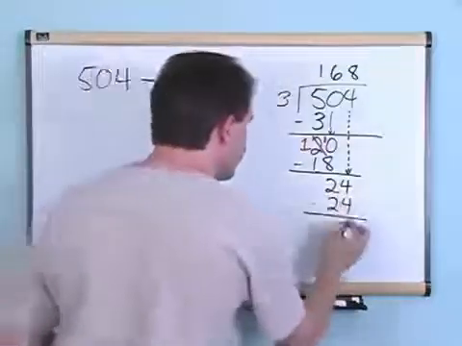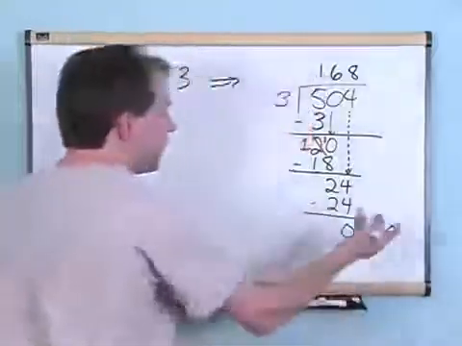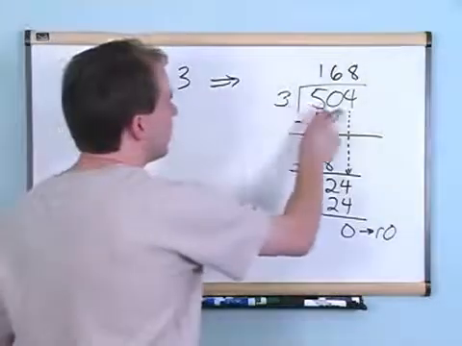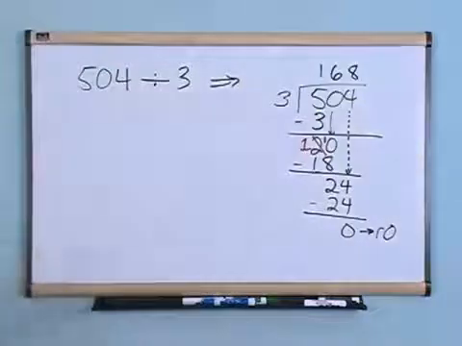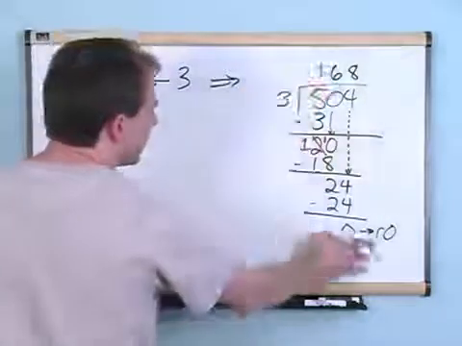24 minus 24 gives you a big fat 0. So that means that the remainder is 0. So there is no remainder in this problem. So when you take 504 divided by 3, you're going to get 168. Okay, you're going to get 168. And it goes an even number of times with no remainder.